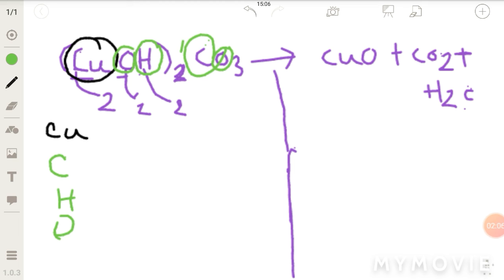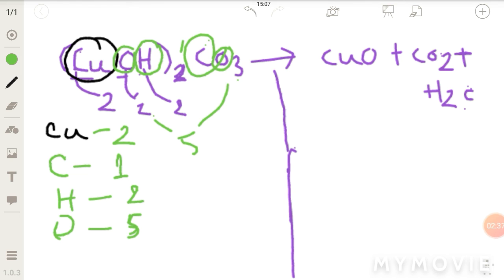So how many copper do we have? We have 2 copper, write it 2. How many carbon do we have? We have 1 carbon. How many hydrogen do we have? We have 2 hydrogen. How many oxygen we have? Here it is 3, and here it is 2, total 5, so we write here 5.